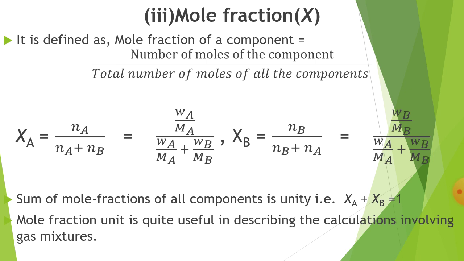Like that, for component B, we can also write the formula of mole fraction, that is XB equals NB, number of moles of B, divided by the total number of moles of all components, that is NB plus NA. This can also be written in terms of mass and molar mass, that is WB by MB divided by WA divided by MA plus WB divided by MB.